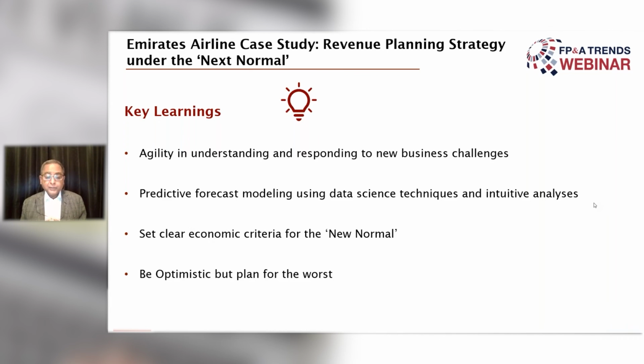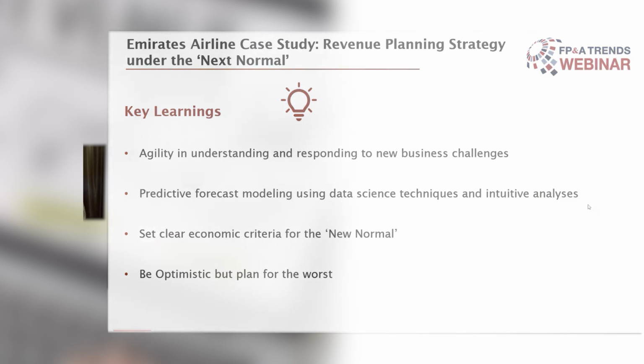Finally, the recommendation is be optimistic. As a planner, we always have to be very optimistic. But that said, we got to plan for the worst, because we're being confronted by something that the industry or the world has not seen in the last 60, 70 years. So therefore, we need to have multiple scenarios, the worst case scenario, just so that if we falter in the optimistic scenario, that we have a fallback in place.